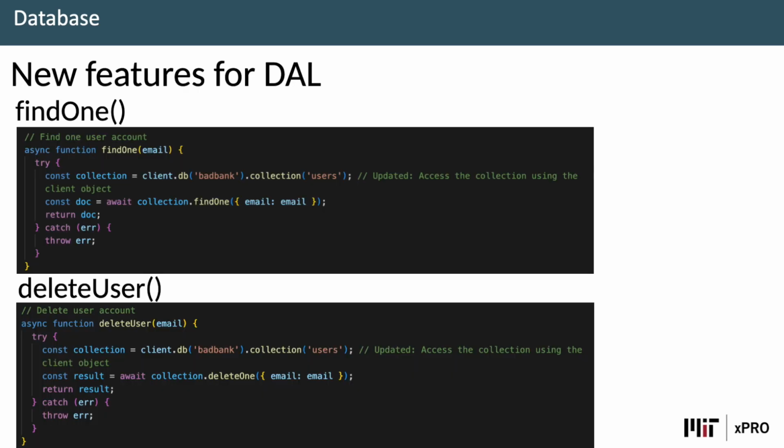So new features I implemented for the DAL are the findOne and deleteUser async functions. The findOne function is designed to retrieve a single user account document from the users collection based on the provided email address. It utilizes asynchronous operations, error handling, and the MongoDB driver's findOne method to abstract the database interactions and return the matching document or null if no match is found. The design decision in the deleteUser function is to use the deleteOne method from the MongoDB collection to delete a user account based on the provided email, handling any errors that may occur.